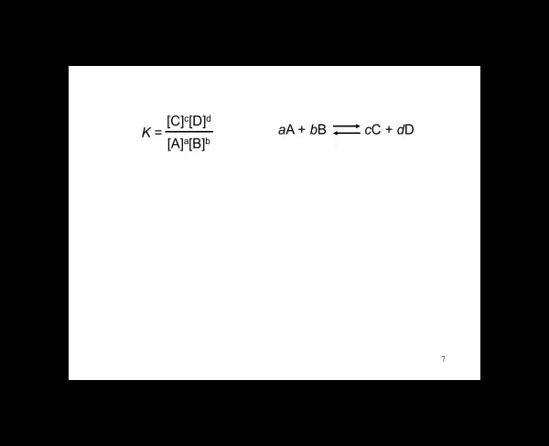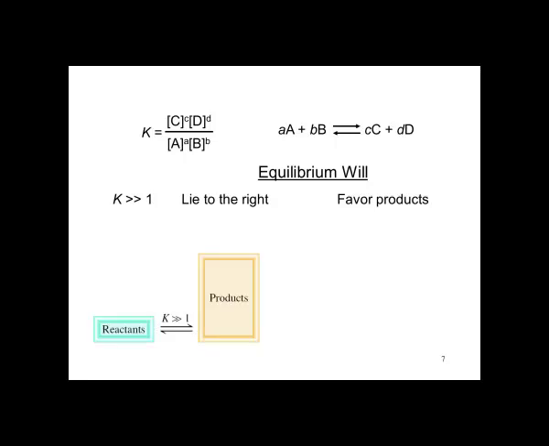Again, consider this hypothetical reaction and the equilibrium constant. Let's see how K varies and what that tells us about the reaction. If K is a number much greater than 1, the equilibrium will lie to the right and favor the products. It's called a product-favored reaction. If K is much smaller than 1, the equilibrium will lie to the left, and now we have a reactant-favored reaction.